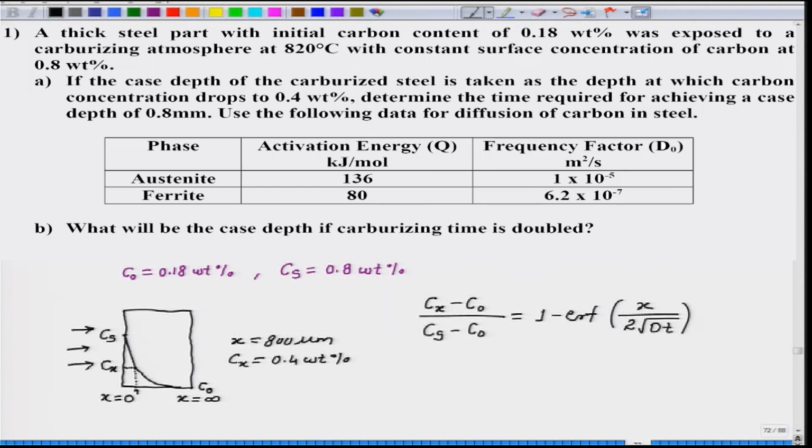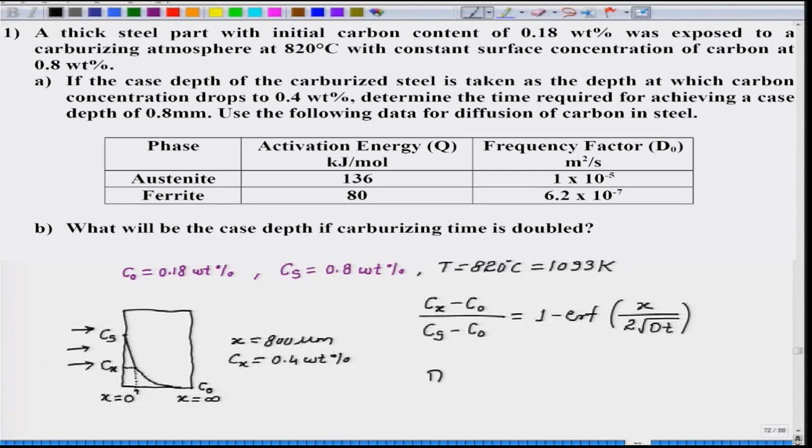Now, in the given table we see there are two phases, austenite and ferrite, and the activation energy and frequency factor for carbon diffusion are given. Now, which one should we use? Since the temperature being considered is 820 degree centigrade, which is 1093 Kelvin, at this temperature the stable phase in this low carbon steel should be austenite. So, we should use diffusivity of carbon in austenite phase.